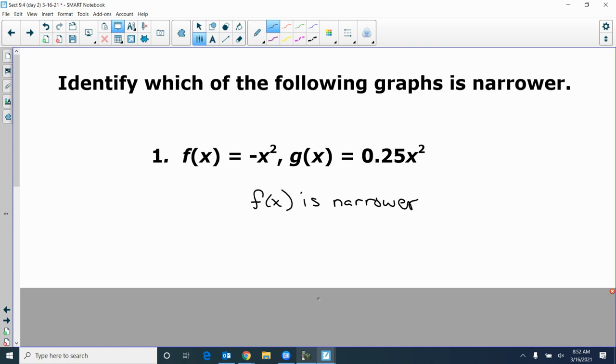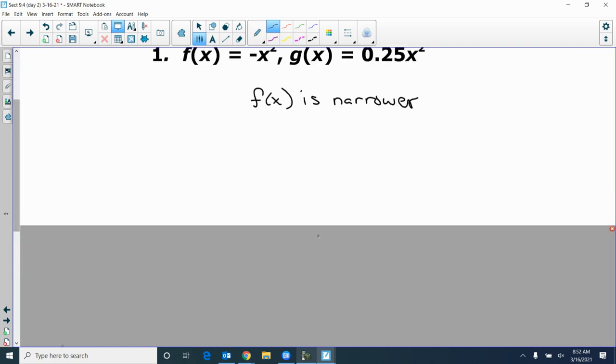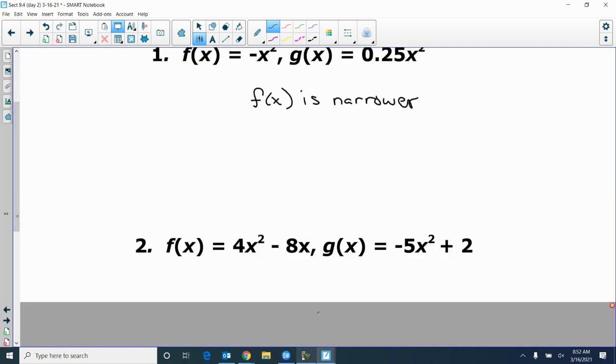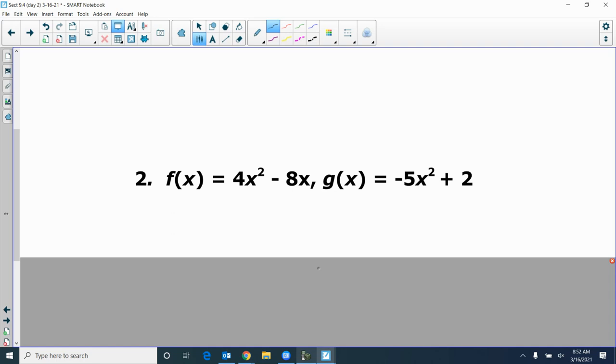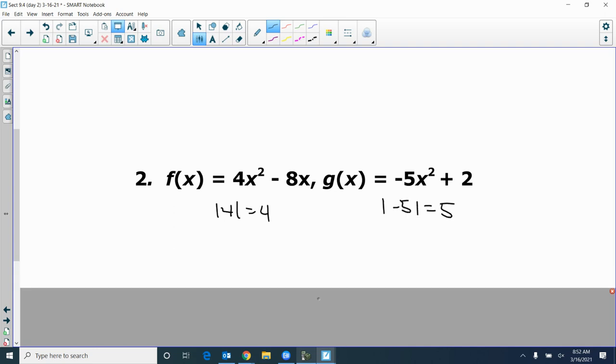Tommy, how about the second one? You said g of x? All right, that is correct. Remember, we look at the absolute value of the number in front of the x squared. So the absolute value of -5 is 5. 5 is a bigger number than 4. So that means g of x is narrower.